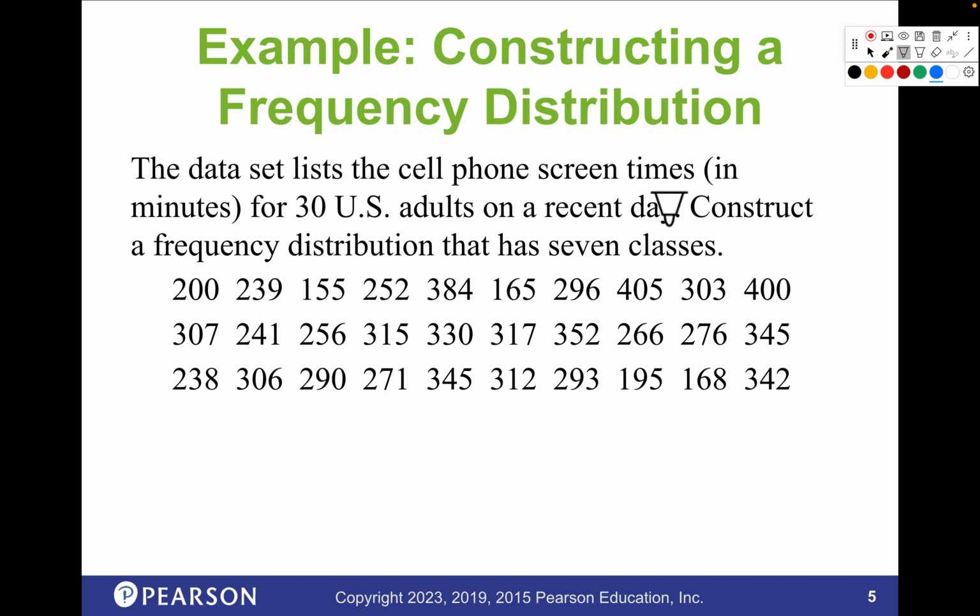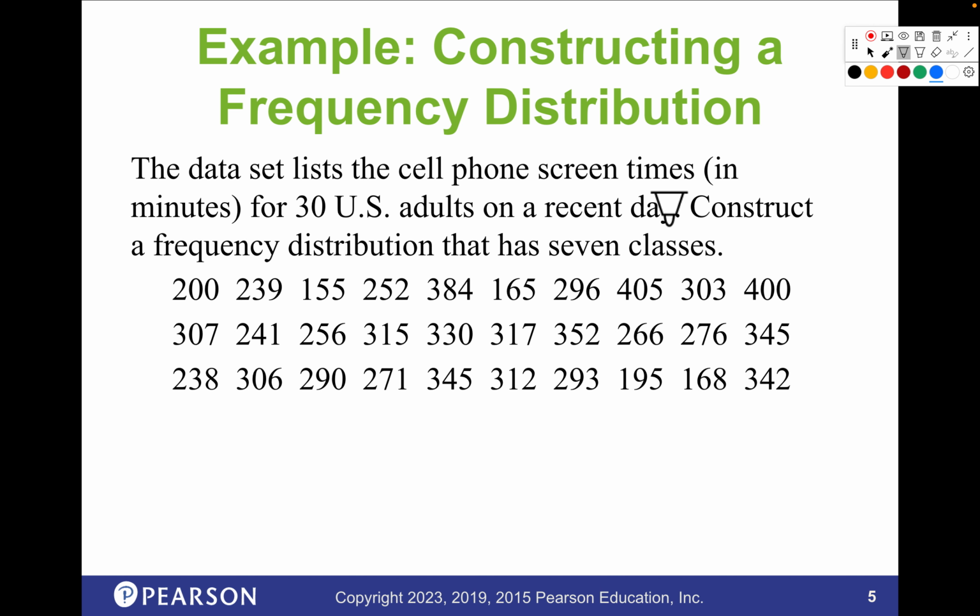So this is our raw data. It's 30 adults, so we know there's 30 pieces, and you can see 3 columns. There's 3 rows and 10 columns, so there's 30. And they would like us to make a frequency distribution, which is that table, with 7 classes. Now, why 7 classes? The number of classes we use just depends on what we want to look at.